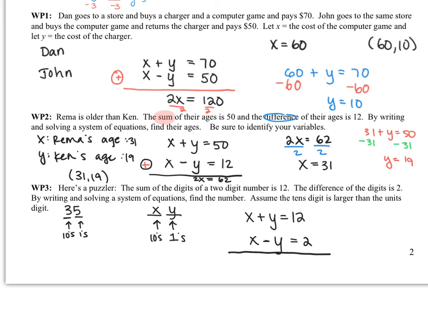I'm ready to eliminate my y variable since I've got a positive y and a negative y using addition. Go ahead and solve this system using elimination. Make sure you get both digits and then say what the number is. Pause the video, press play when you're ready to check your answers.